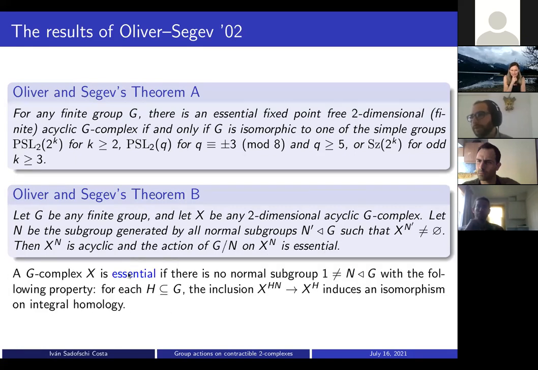A G-complex is essential if there is no normal subgroup with the following property: for each subgroup H of G, this inclusion is an isomorphism on integral homology. But it really doesn't matter what essential means. So now with this classification, we can see the first reduction.